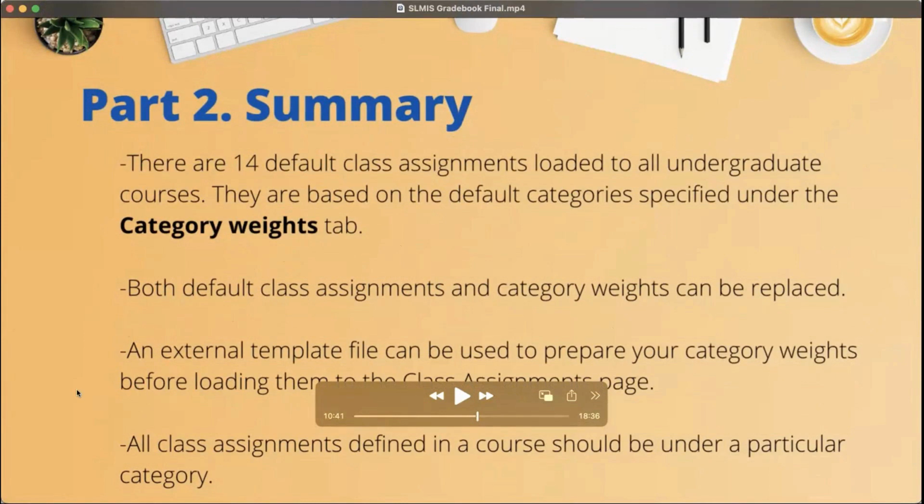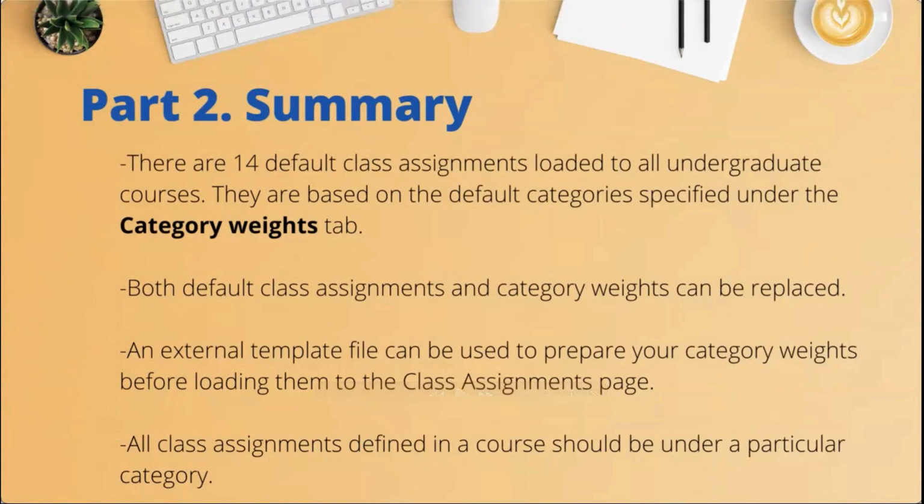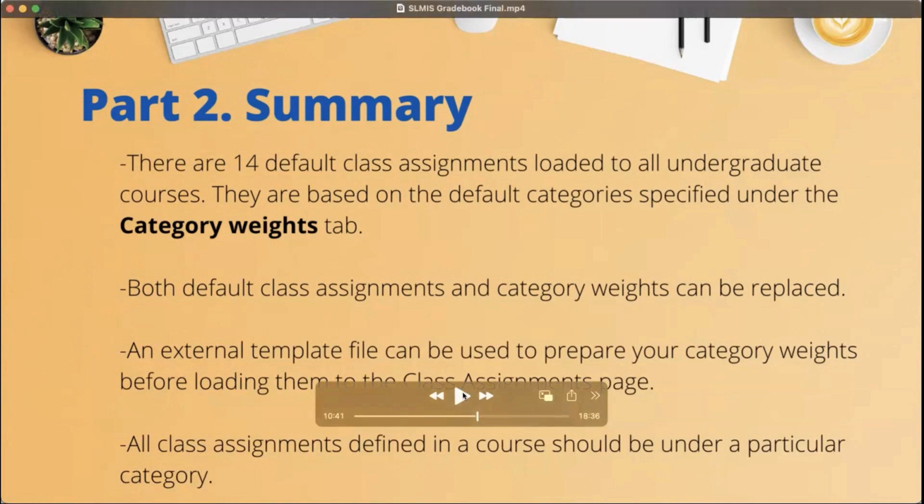Okay, and also in order for you to set up your grading system, we have an external template file that you can use. Okay, so I will be sharing to you the link later. And also, all class assignments defined in a course, this is very important, should be under a particular category. So what if, let's say, you assign a wrong category? So that activity will not be part of the grade calculation.